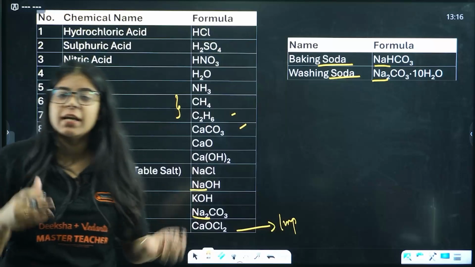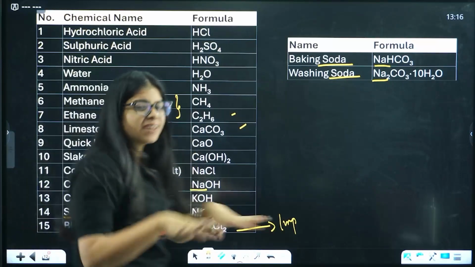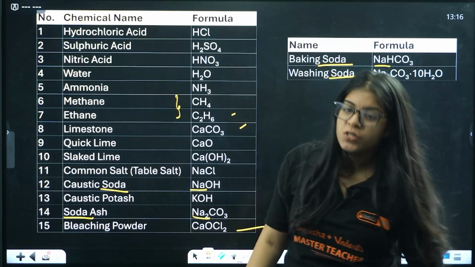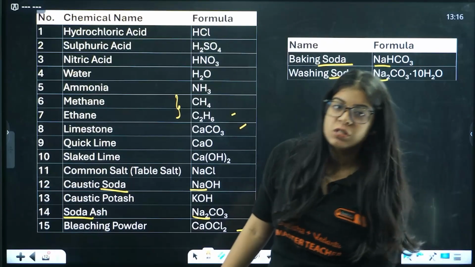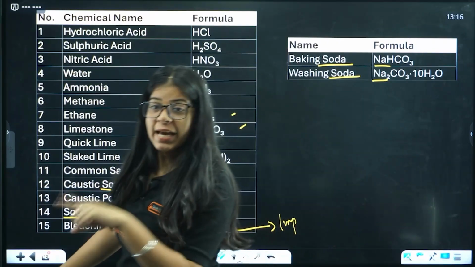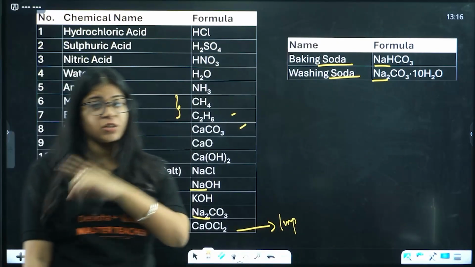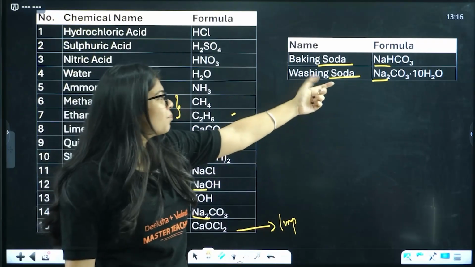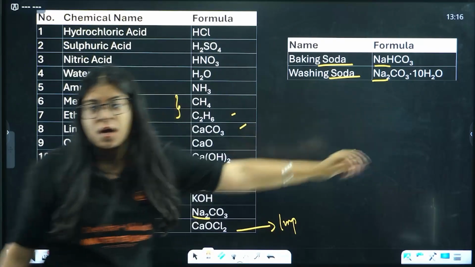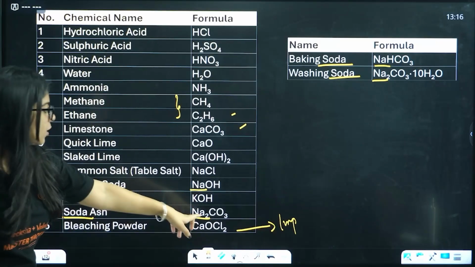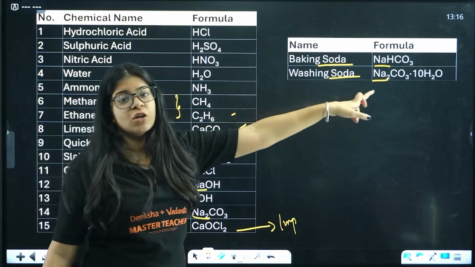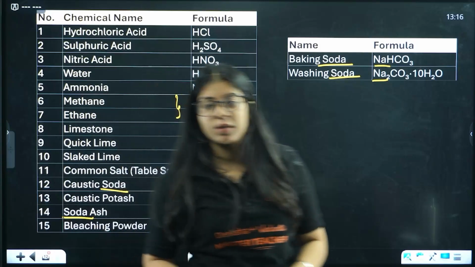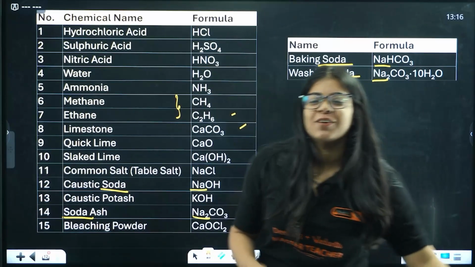But then qualify each of them, right? Caustic soda is simply NaOH. Soda ash is Na2CO3. Baking soda is NaHCO3, right? Na2CO3, NaHCO3. Washing soda is a little bit complicated, but simply Na2CO3.10H2O. See, soda ash is Na2CO3. Washing soda is Na2CO3.10H2O. We just added water in Na2CO3. Right? Now that is it for this video.